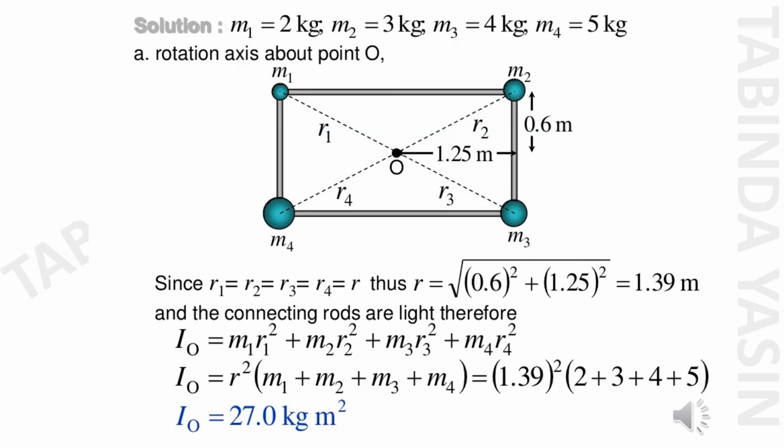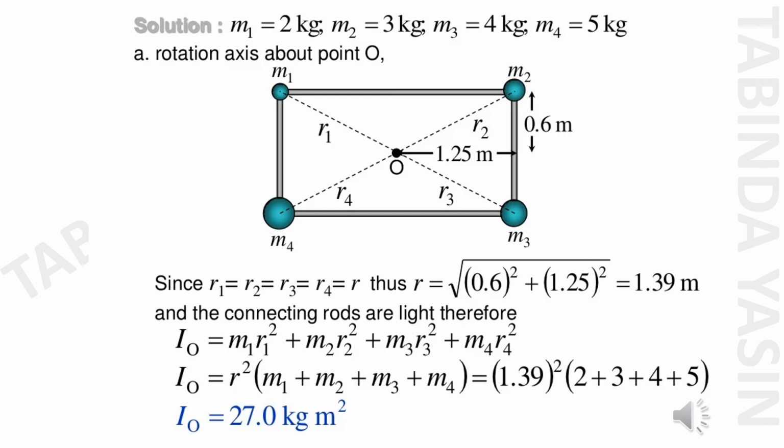Now the solution: m1 is equal to 2 kg, m2 is equal to 3 kg, m3 is equal to 4 kg, and m4 is equal to 5 kg. Now a rotation axis about the point O. The distance between the center of mass and m2 is 0.6 meter, and from O to the B point the distance is 1.25 meter. We have converted half of 250 centimeter, that is 125 centimeter, into meter, which is 1.25 meter.